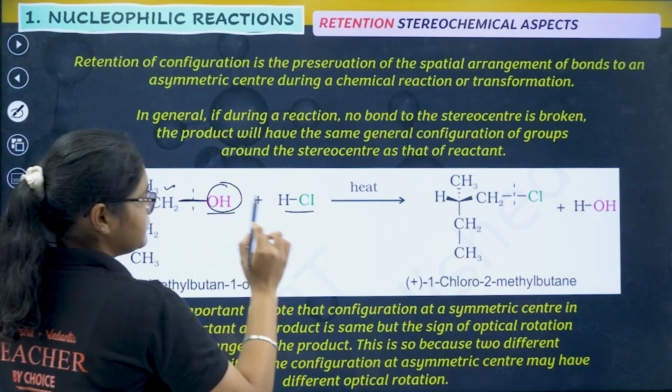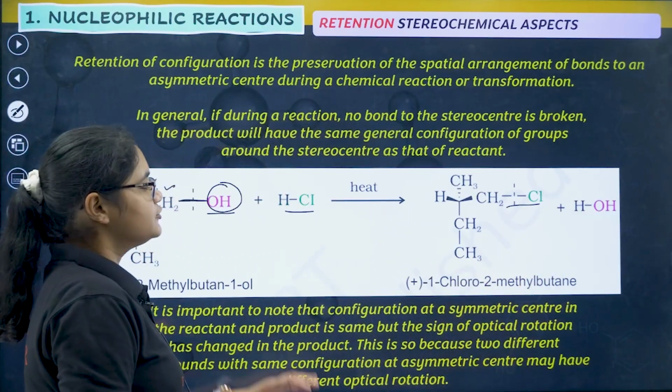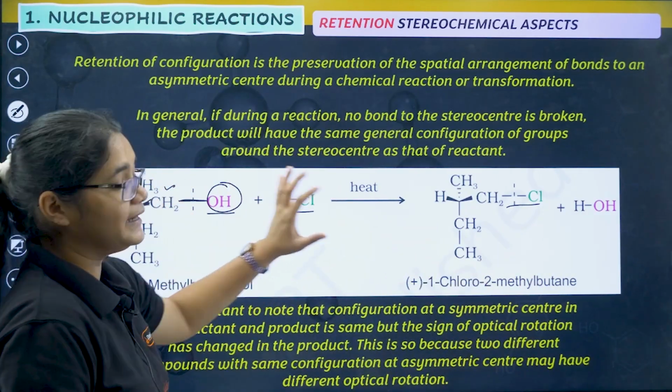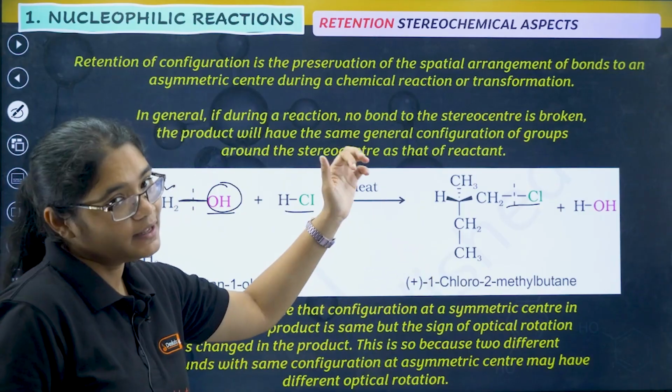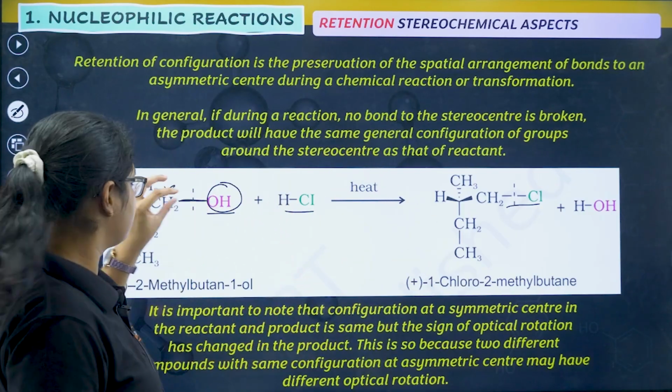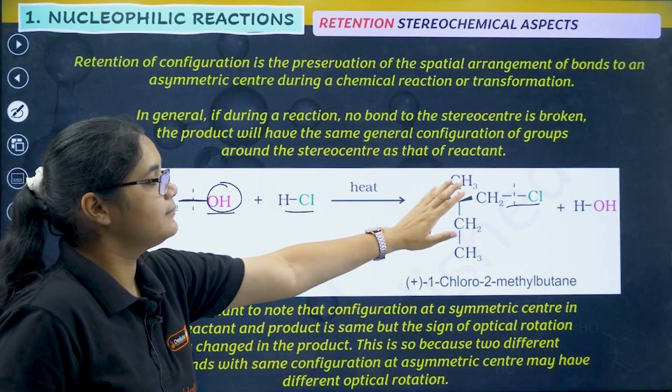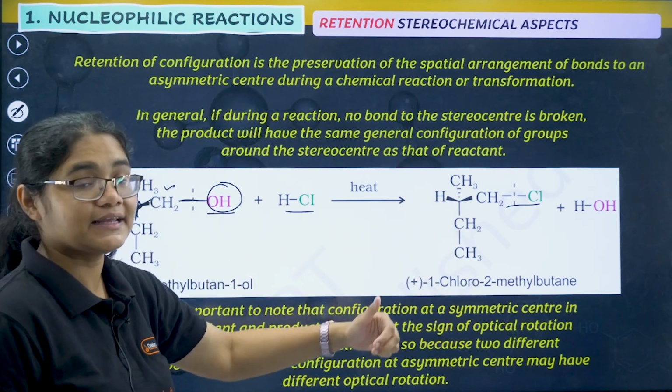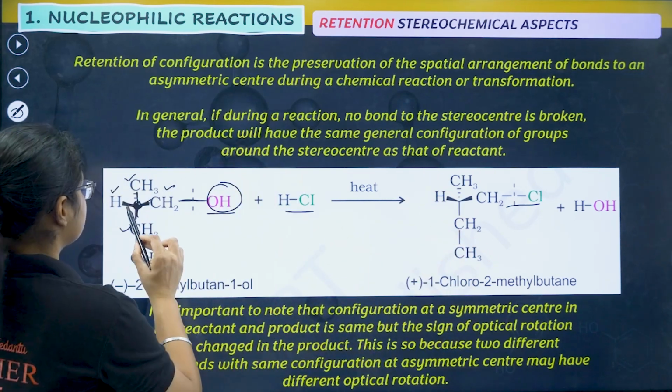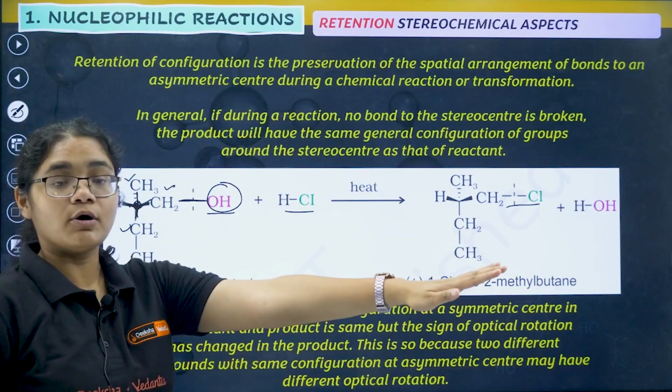So this one will break and you will get Cl. So you can see that the retention is maintained, the retention of the configuration is the same here. Whatever was the configuration before, the same is the configuration after the reaction. Same means the bond arrangements, it has two bonds towards the up and two bonds in the plane.